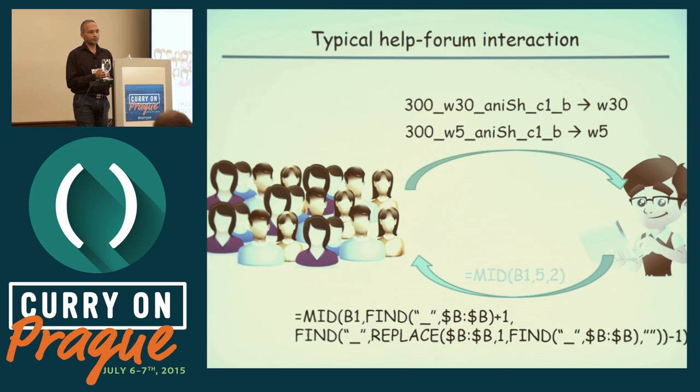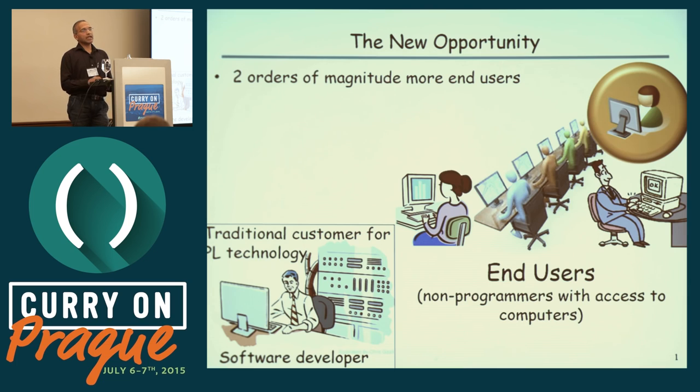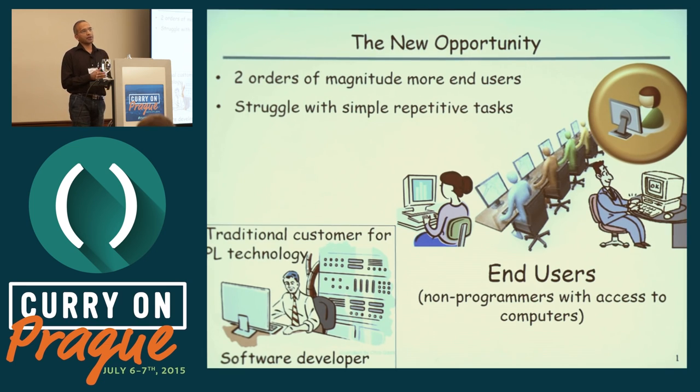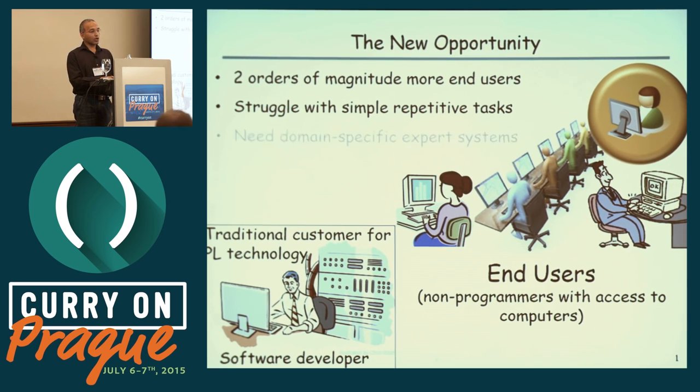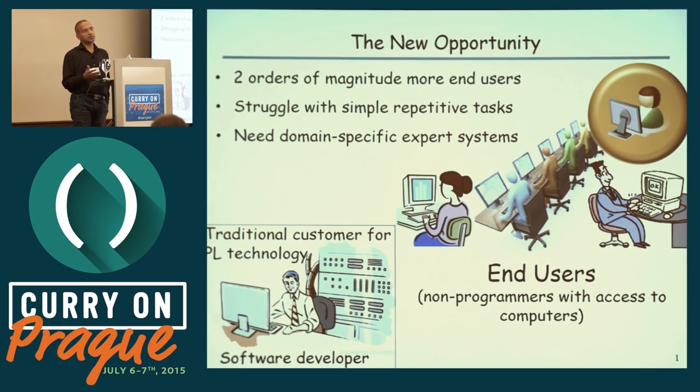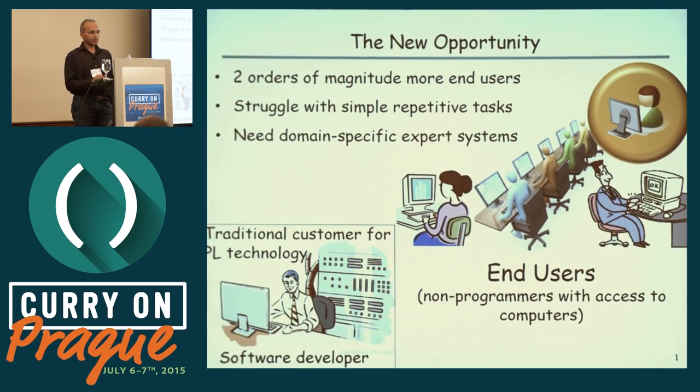Of software developers in this world. So it turns out that 99% of people who have access to computational devices do not know programming. And they want to be able to write small scripts to automate repetitive tasks that they come across. So one option is to insist that they be trained to become programmers, or the other option is to provide them some domain-specific expert systems that can help them with their tasks.